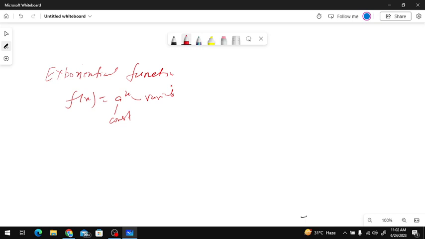So if we plot, look here, if the number a satisfies a greater than 0, this means y equals a to the power x. So your plot looks this way. Similarly, the graph of the exponential function y equals a to the power x can be drawn.